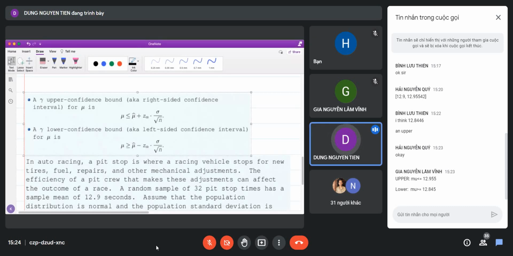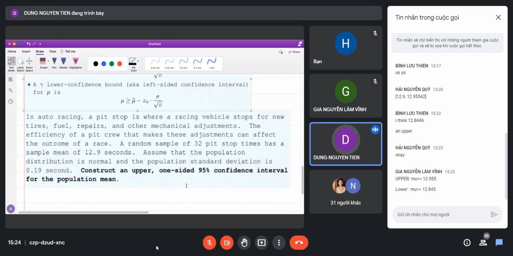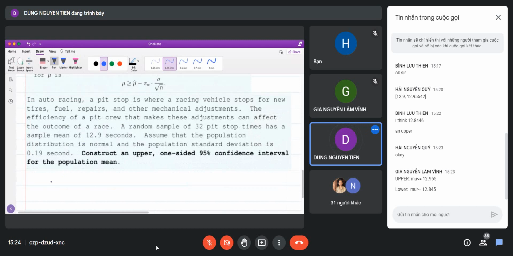A right-sided confidence interval, right? Then you come up with this. You get mu is less than or equal to the upper bound, x bar plus, not minus, just plus, c alpha times sigma over the square root of n.